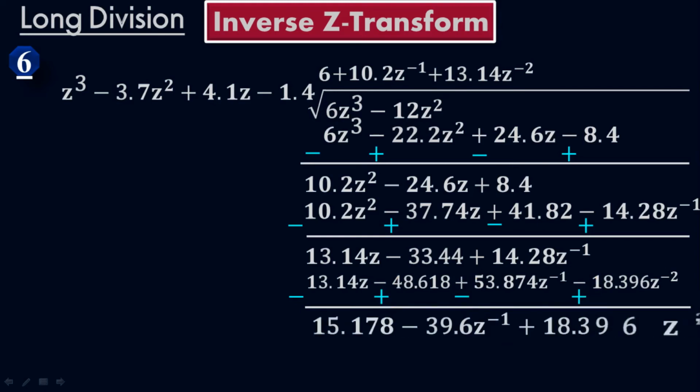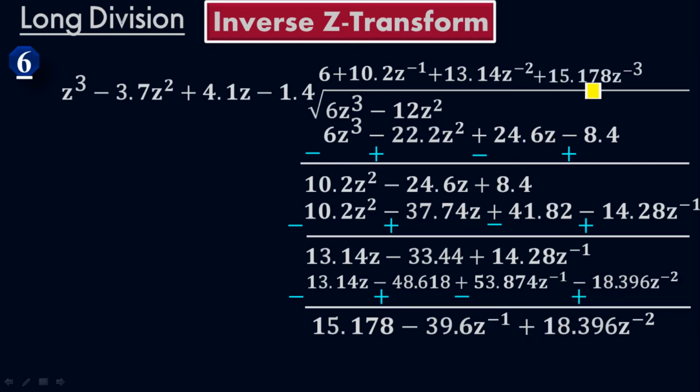Now do subtraction to have 15.178 minus 39.6 times z to the negative 1 plus 18.396 times z to the negative 2. Look, this negative 13.14z cancels with the positive 13.14z. Positive 48.618 minus 33.44 equals 15.178. Negative 53.874 plus 14.28z equals negative 39.6. But then don't forget we have z to the negative 1 here as well. Put z to the negative 1. Similarly, put plus 18.396 into z to the negative 2 as it is. We have positive now, not negative, put positive.